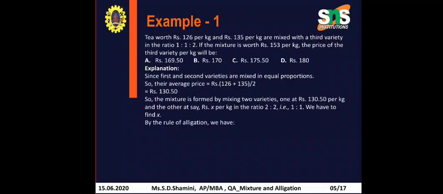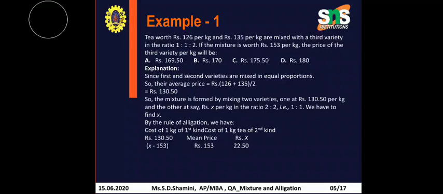Okay, so by the rule of alligation, we have the cost of 1 kg of the first kind, as I said, this is 130.5 rupees, and the cost of 1 kg of the second kind, let it be x rupees. The mean price is rupees 153, as given in the question. So here, x minus 153, and here 153 minus 130.5 gives 22.5.